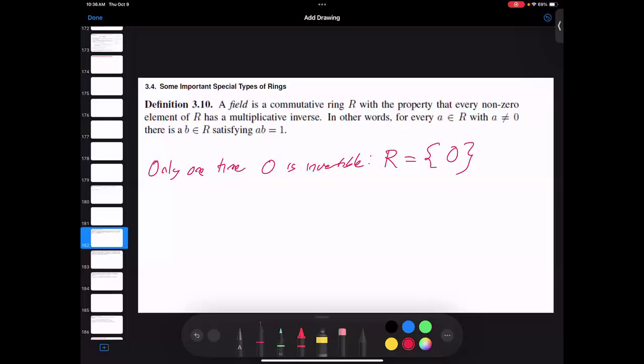Is this a group under addition? Yeah. Is it a group under multiplication? Amazingly, yes. What's the inverse of 0?